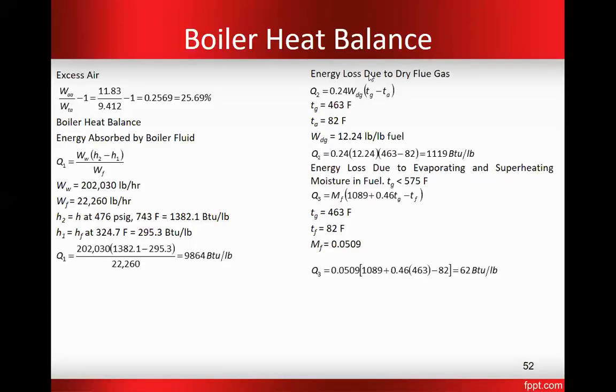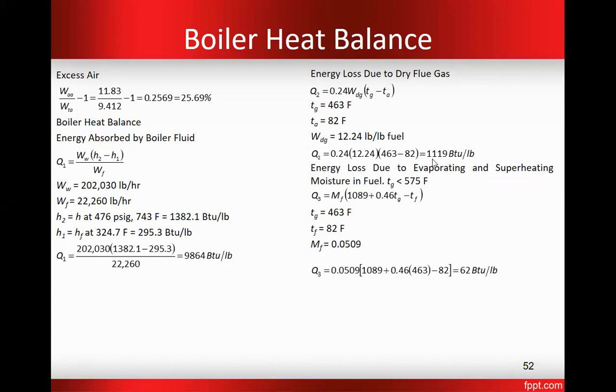Then, energy loss due to dry flue gases, Q2, is equal to 0.24 times weight of dry gas times T sub B minus T sub A. T sub B is 463.9, T sub A is equal to 82.9. The weight of dry gas is 12.54 pounds per pound of fuel as calculated. So Q sub 2 is equal to 0.24 times 12.54 times 463.9 minus 82.9, which is 1,119 BTU per pound.